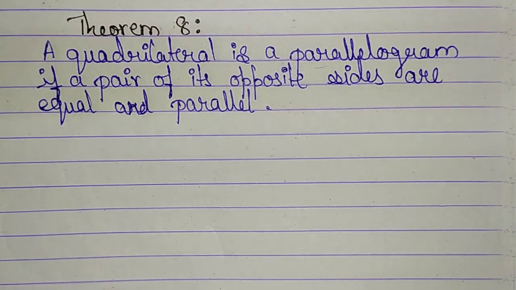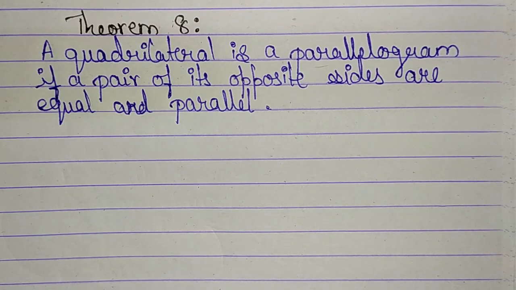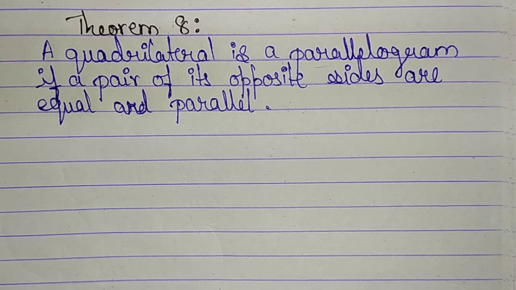In the next class, we'll be looking at the solved examples and also at the first exercise of the chapter quadrilaterals. This is all for today. Go through the theorems and write them in your fair books along with appropriate diagrams, and that's all for today. Thank you.